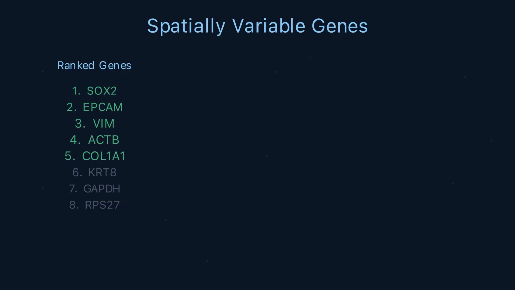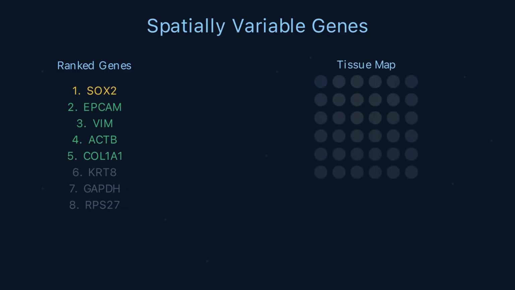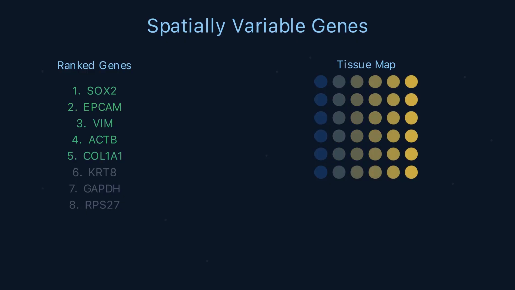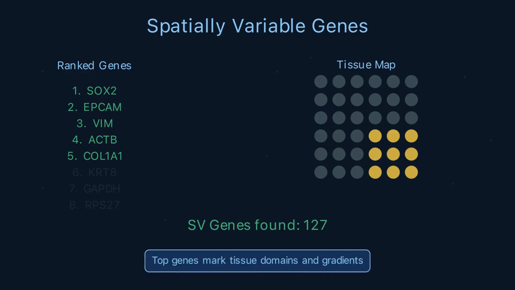Top hits are genes with the strongest spatial patterns. They mark tissue domains, gradients, or boundaries. These are the census variables that actually tell you about geography. Non-spatial genes fade to the background, while spatially variable genes light up the tissue map.